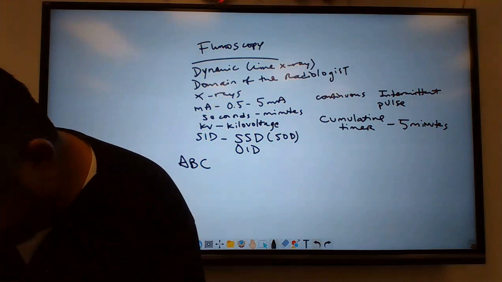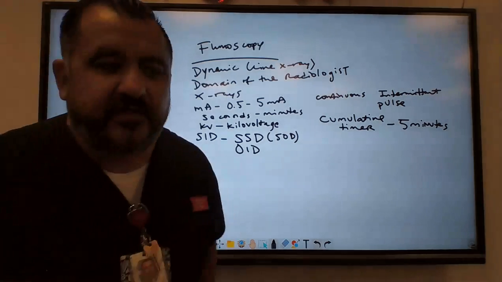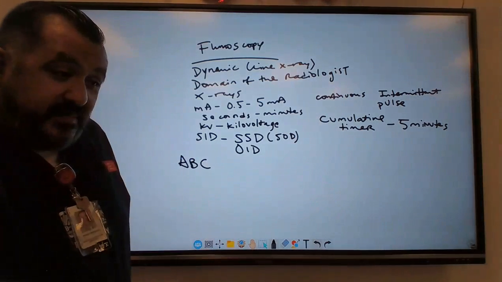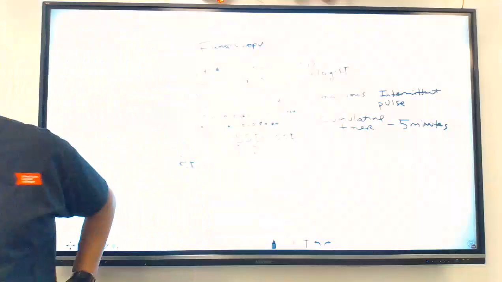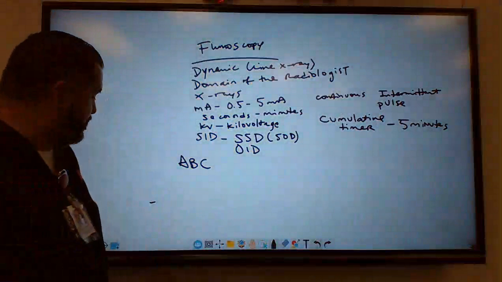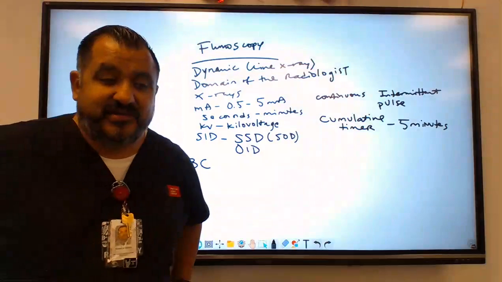Where's it at in the reading here? Is it in here? It's on page 454. All right. So ABC, what does it stand for? We'll give you a couple seconds. It stands for automatic brightness control.